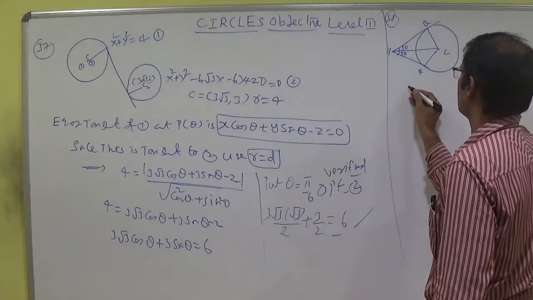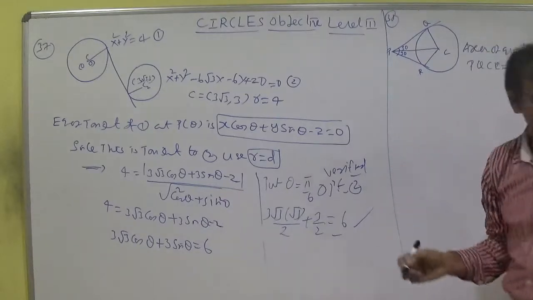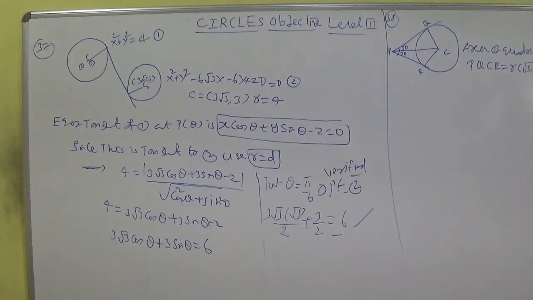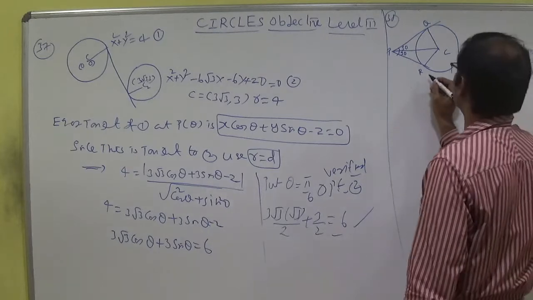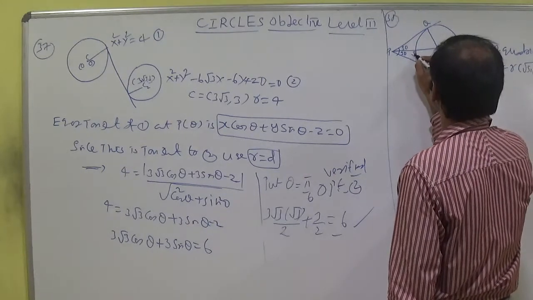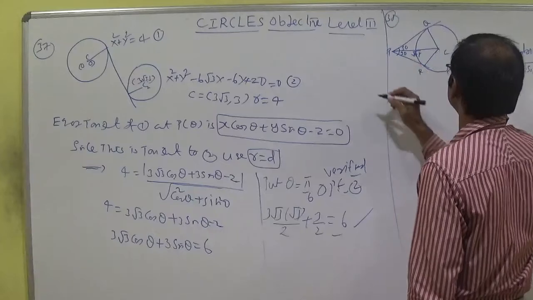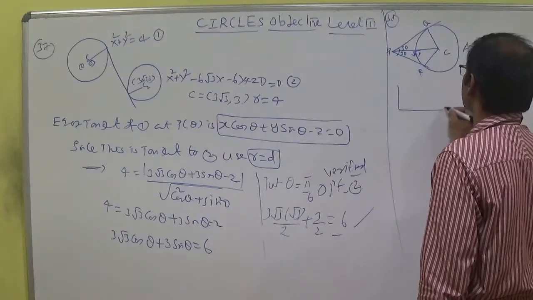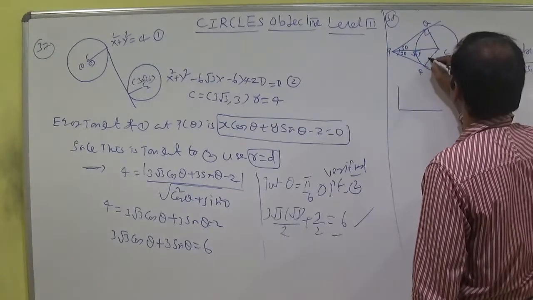The equation of the circle is not mentioned. Simply the angle is given, and CP is root 48. The distance from the center to P is equal to root 48. This is 90 degrees and this is 90 degrees.